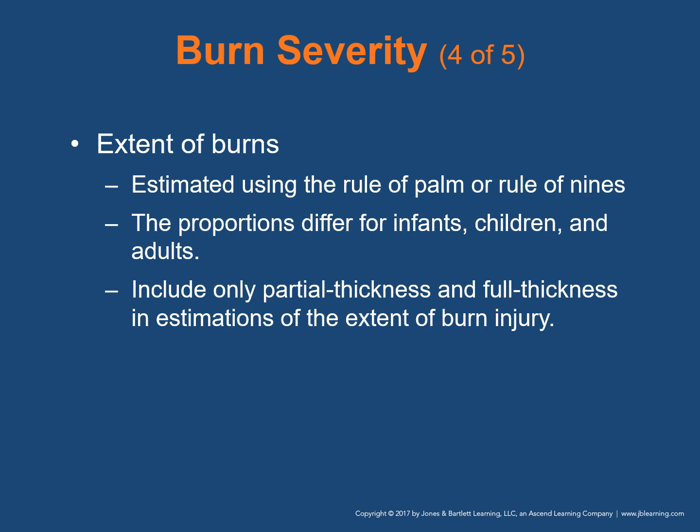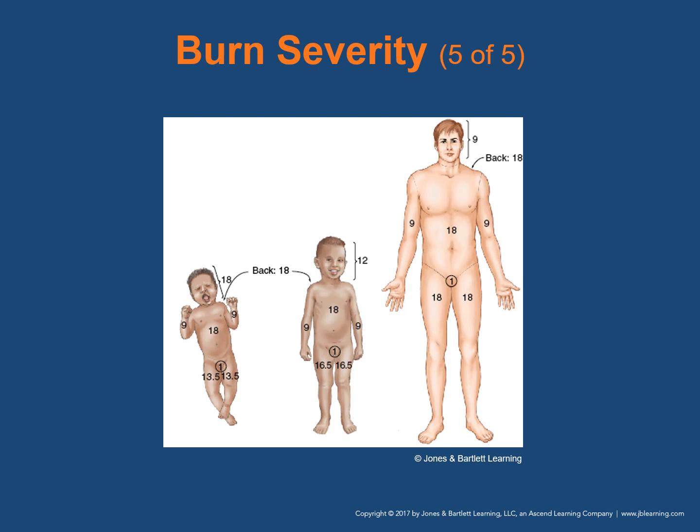The proportions differ for infants, children, and adults. When you calculate the extent of burn injury, include only partial and full thickness burns. Document superficial burns, but do not include them in the body surface area estimation of extent of burn injury. The illustration on this slide shows how to apply the rule of nines to an infant, child, and adult. And you can see how great the differences are between the three stages of development.